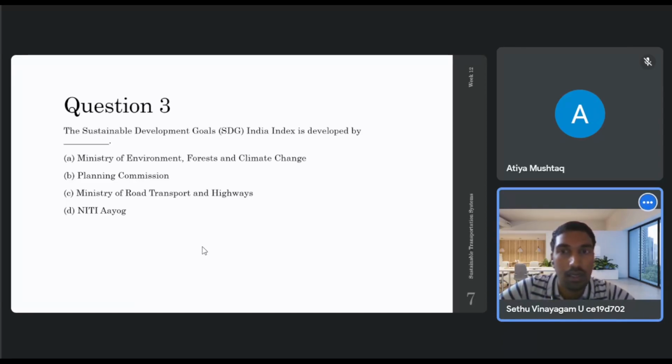For this we need data related to the different goals. Initially we did not cover all the 17 goals, but this index has been revised multiple times, so currently it covers all the SDG goals with over 100 indicators. That's how the SDG India Index works, and it was developed by NITI.